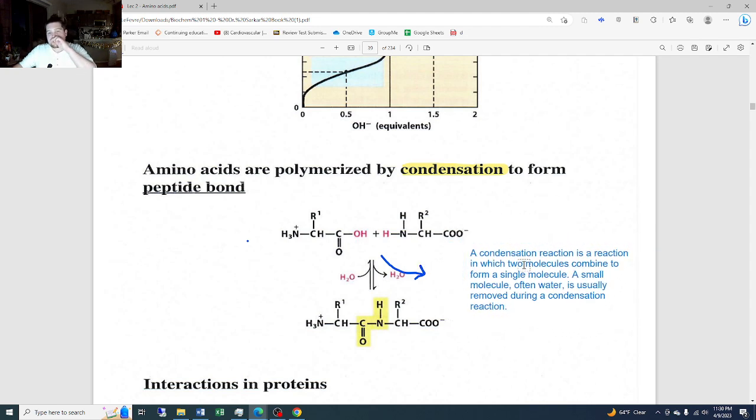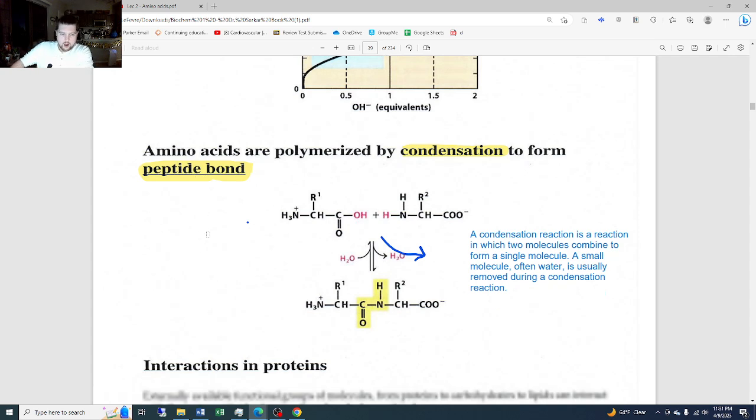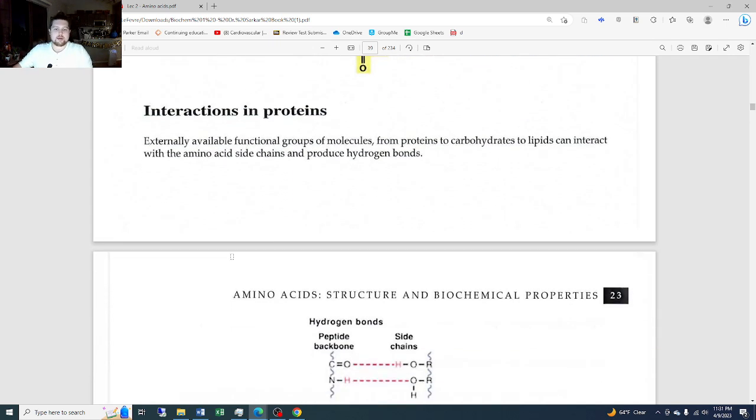So in the condensation reaction, we're going to have two molecules coming together, and water comes out when a bond is formed, to form that peptide bond. Remember, I talked a little bit about this earlier, where the amino acids will join together and form peptides, and they'll form peptide bonds to form a polypeptide chain. And that's what we're talking about here.